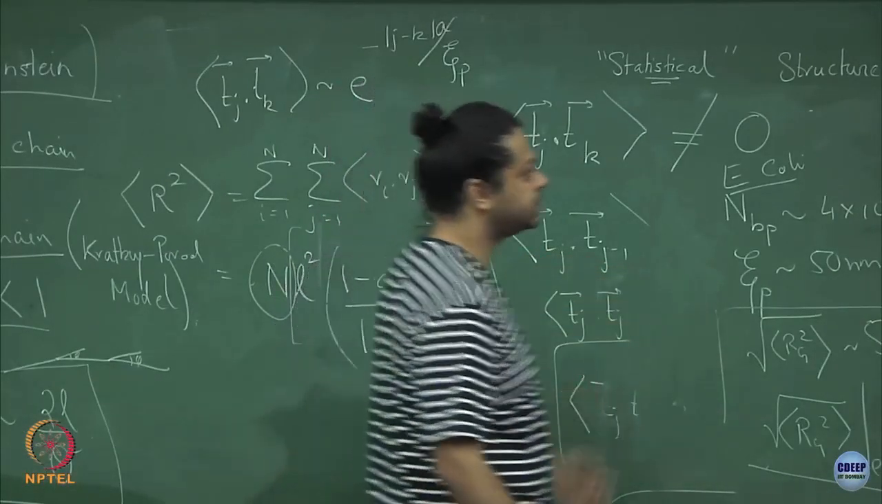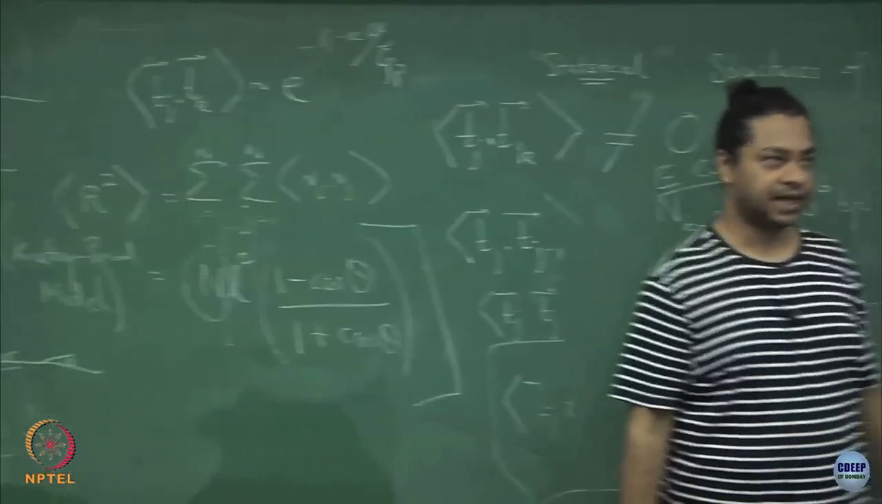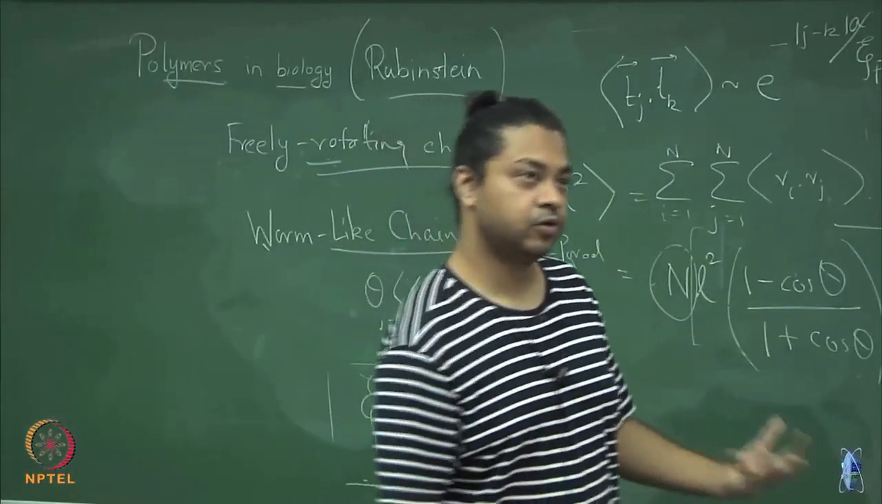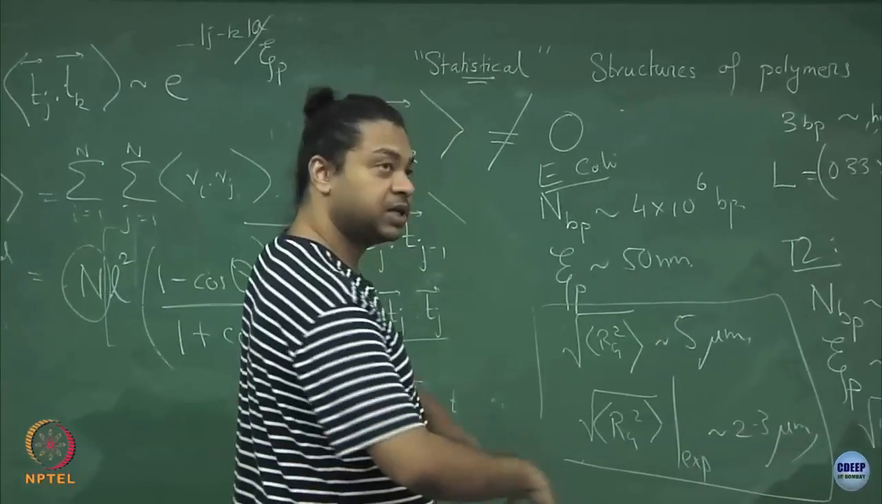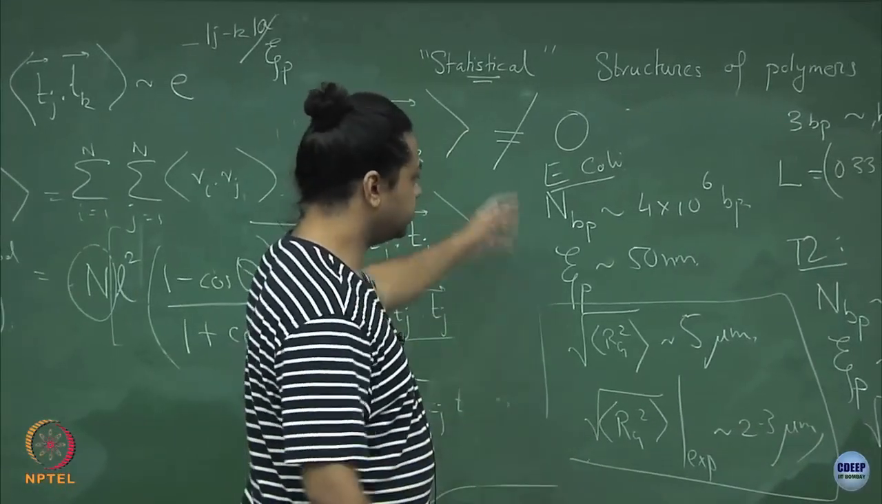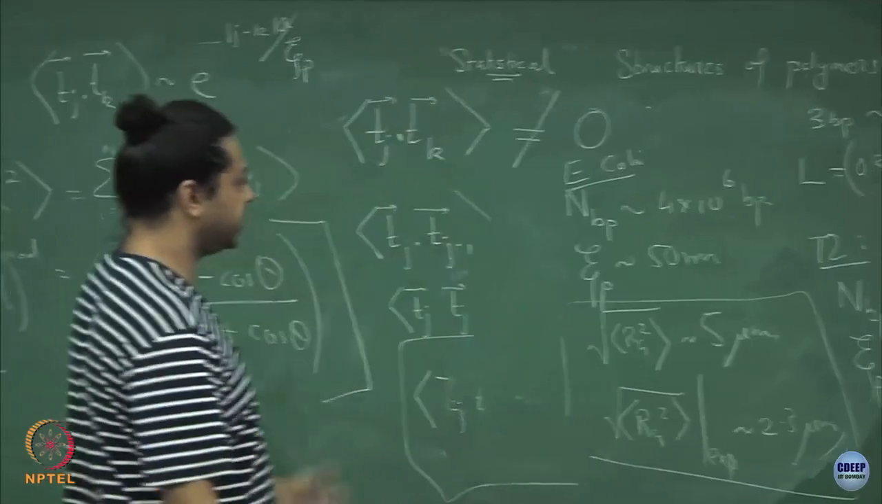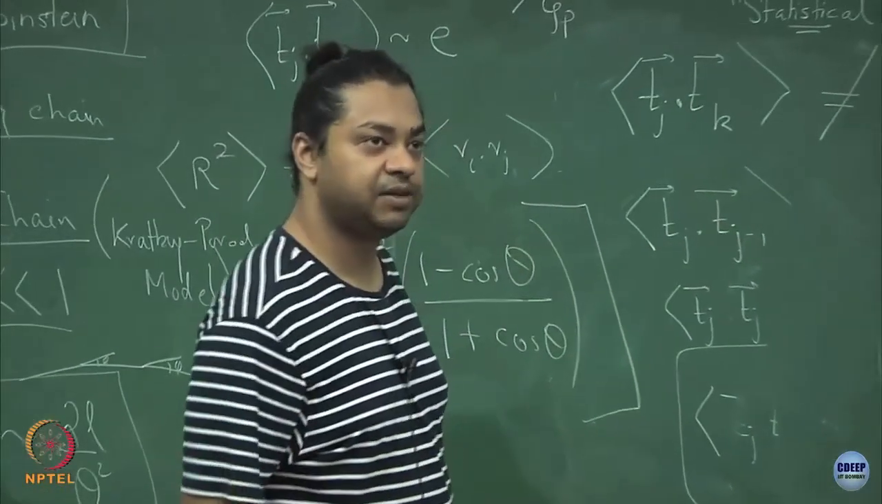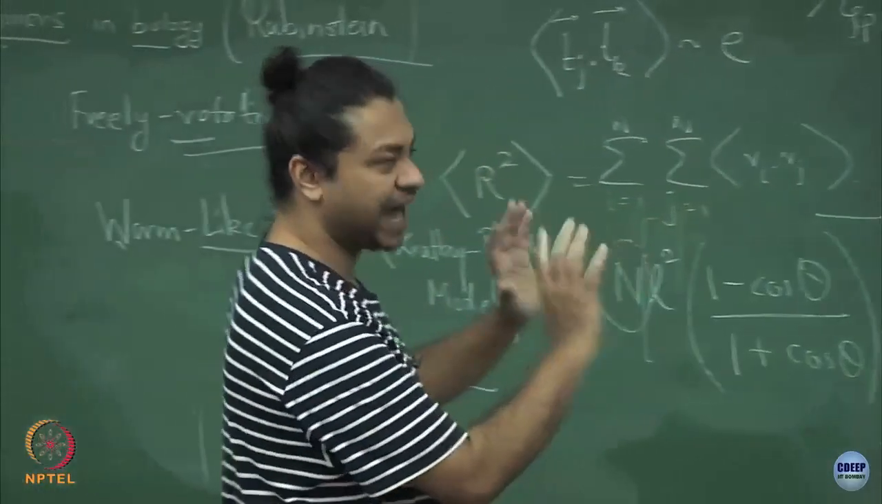You cannot ask questions at the scales of the persistence length, what happens at, you know, xi p by 10 or xi p by 100. At those levels, you will have to use different methods. But if you are talking about polymers which are much longer than the persistence length, a genome wide polymer or some DNA, then statistical theories like this are actually fairly powerful tools to compute average quantities.